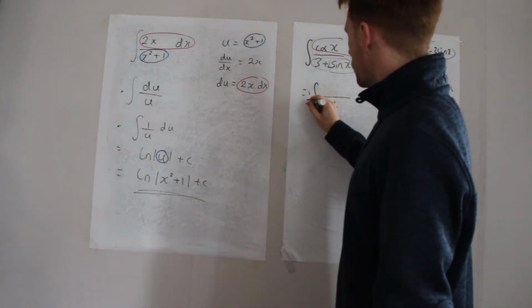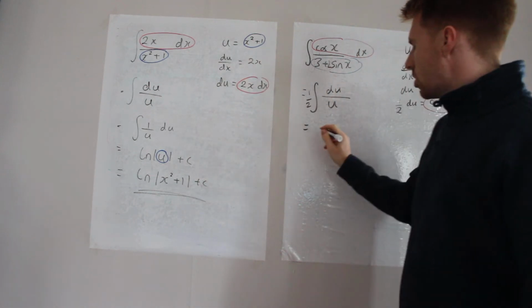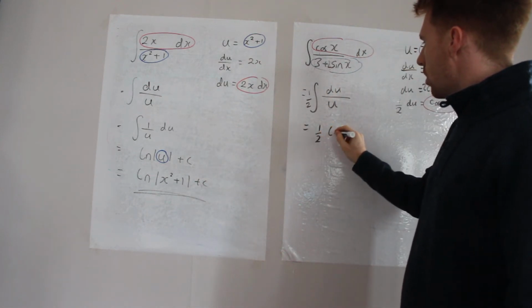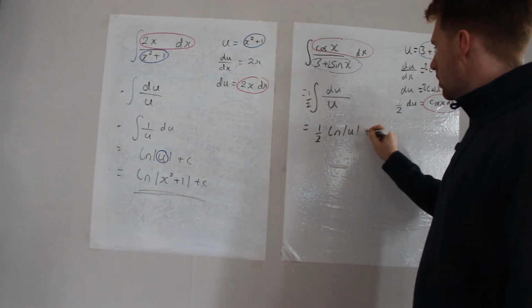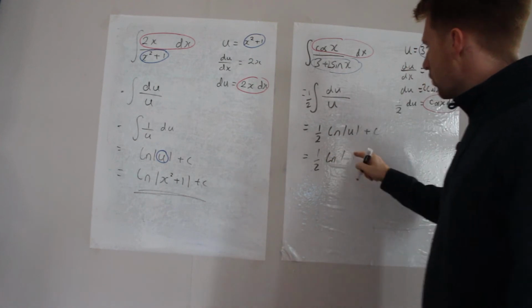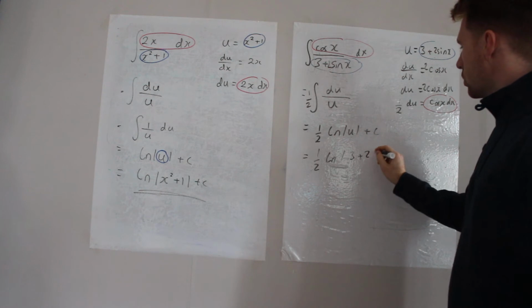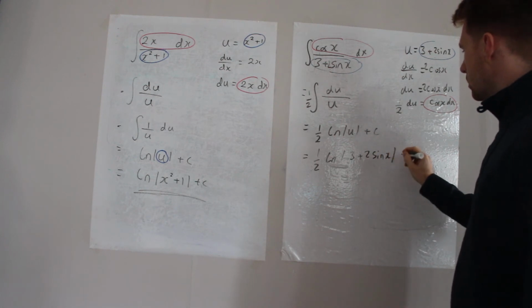Let's put the half out there because it's a constant. So I've now got a half du over u. By the same logic as over here, that's going to be a half of natural log of u plus c, or a half of natural log of what u is actually equal to, which was 3 plus 2 sine x, plus c.